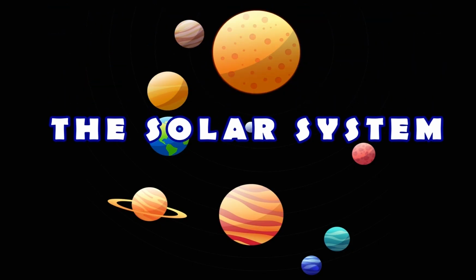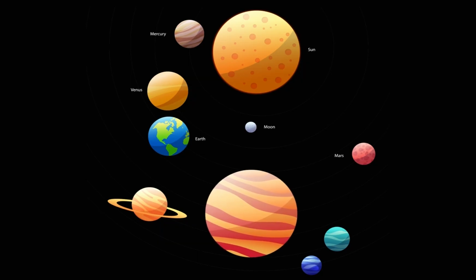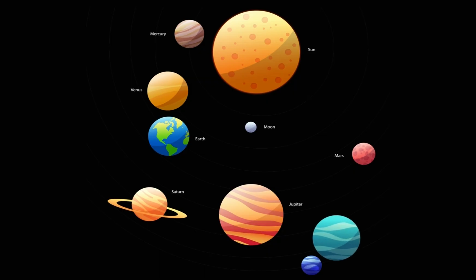The solar system. Sun, Moon, Mercury, Venus, Earth, Mars, Jupiter, Saturn, Uranus, Neptune.